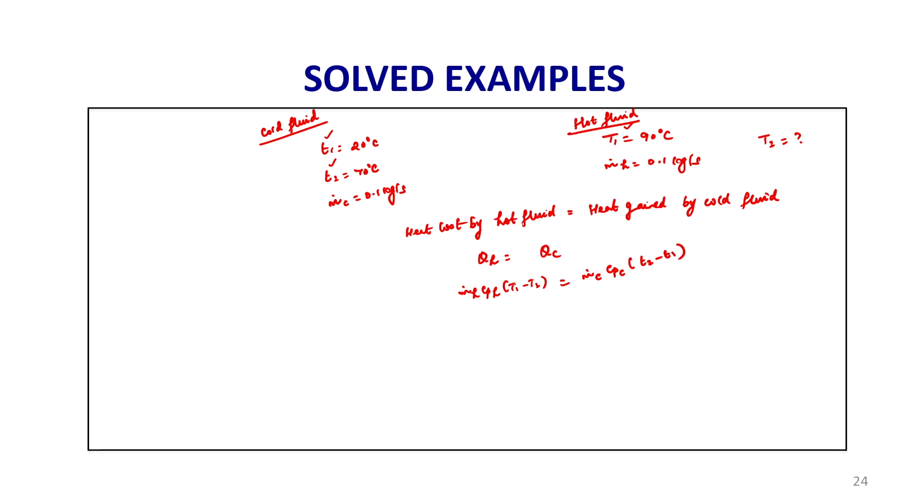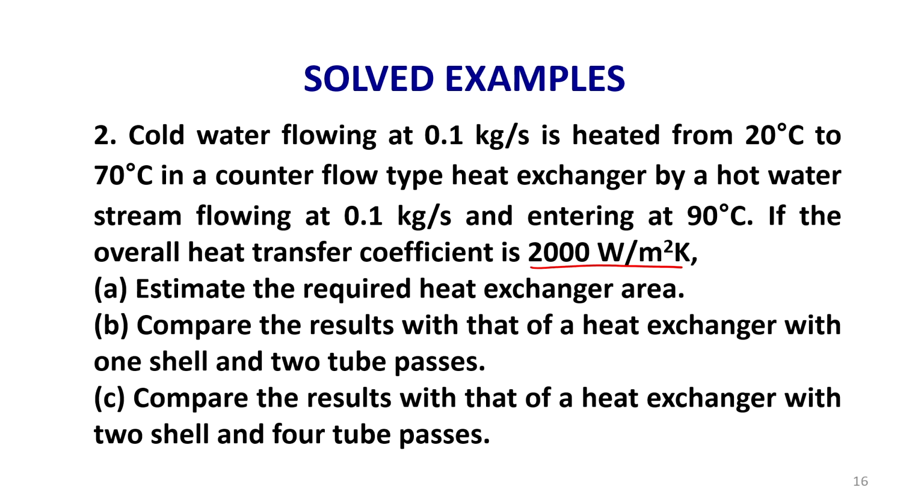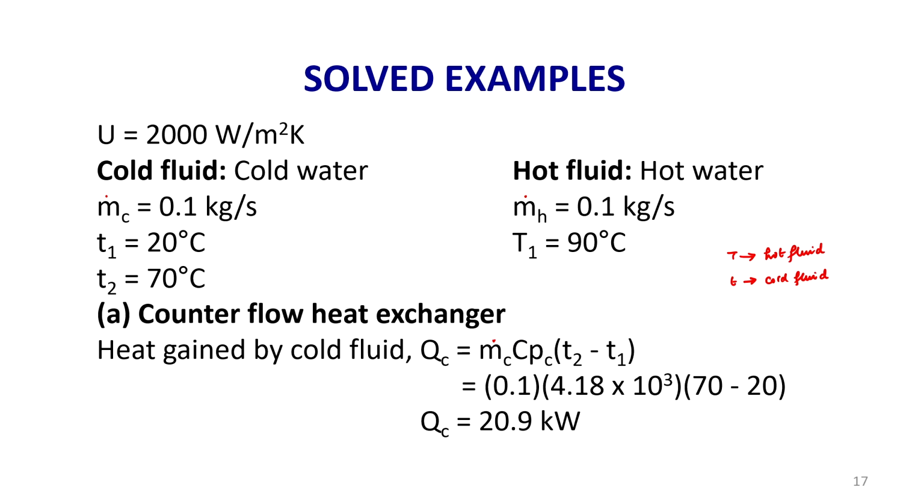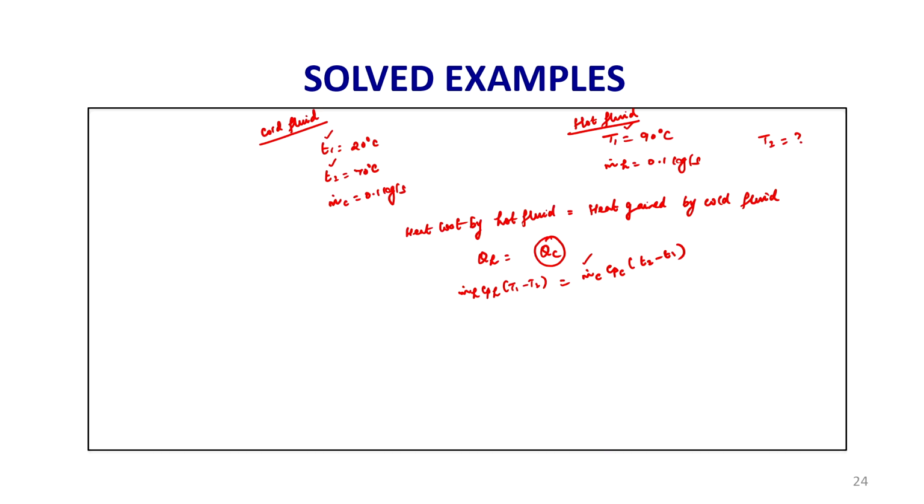Suppose here if I want to find this one, I cannot find it, but I can find this QC because I know m dot C and the fluid used is water. Cold fluid is cold water, and here also it is hot water. So, the moment we know the working fluid is water, we know the Cp value. Therefore, the Cp value of the cold fluid is 4.18 kilojoule per kg Kelvin, and for hot water also it is the same, 4.18 kilojoule per kg Kelvin.